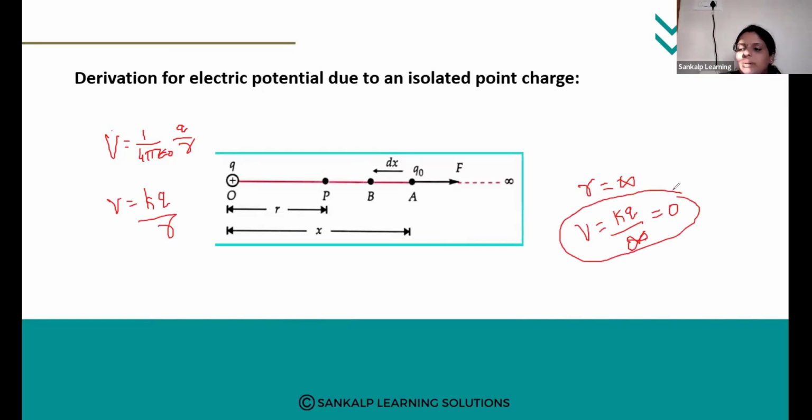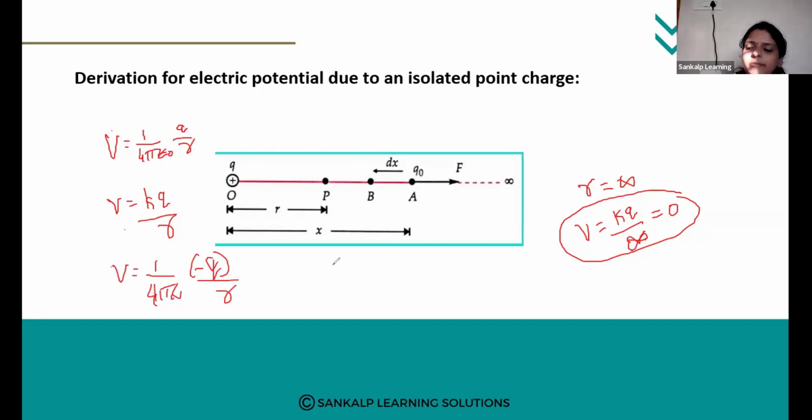Done? Okay. So now, if you have a unit positive charge, plus Q charge, the expression comes like this. Suppose you have a minus charge, the potential is given by 1 upon 4 pi epsilon naught minus q upon r. So 1 upon 4 pi epsilon naught minus q divided by r. This is the potential due to the negative charge, okay?